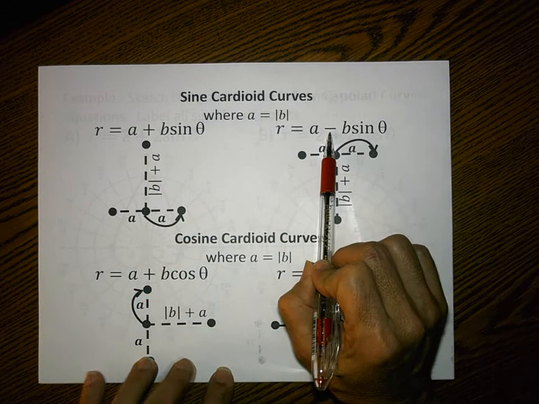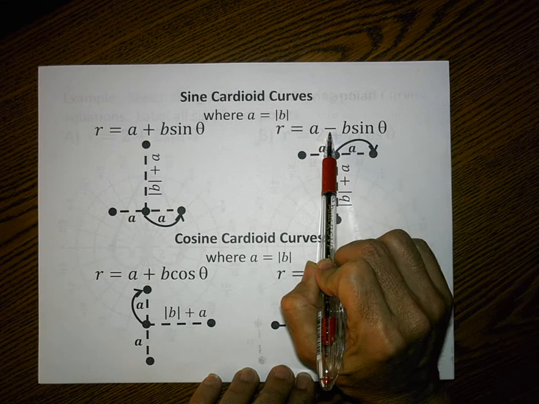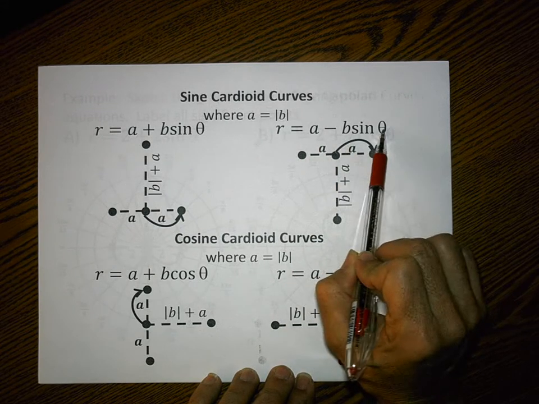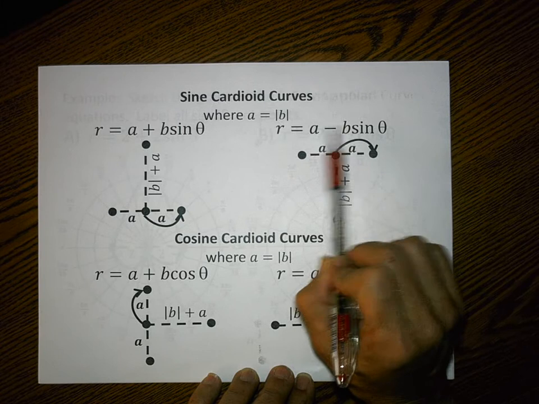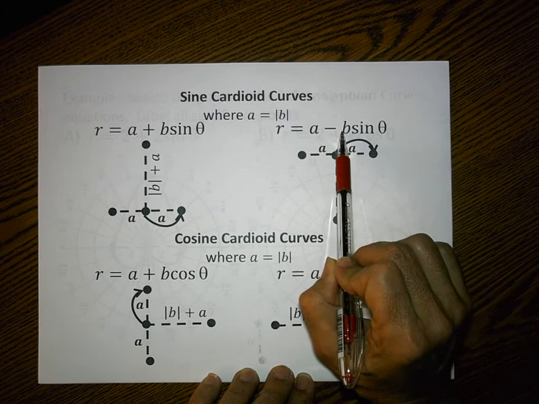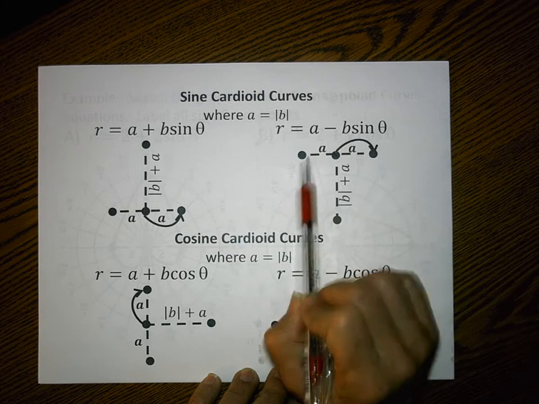Even if there's a negative as part of the equation, r equals A minus B sine of theta, A and B will be the same exact value. That's why we say the absolute value of B right here. So that's what makes it a cardioid.